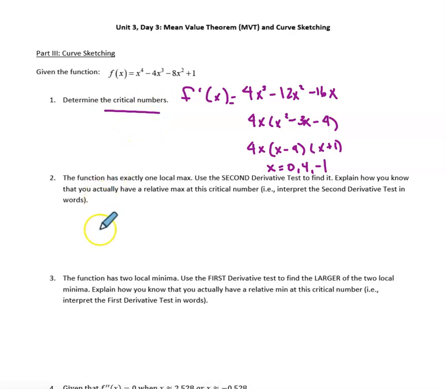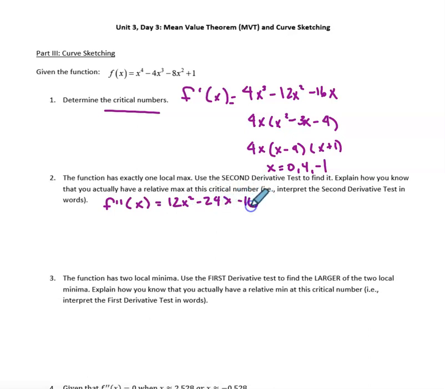So part 2 says the function has exactly one local max, and it wants us to use the second derivative test to find it. Explain how you know that you actually have a relative max at this critical number. So that means basically to interpret the second derivative test in words. So to do the second derivative test, we need to take the second derivative. So I'm going to take the first derivative that I had in part 1 and differentiate it, again with the power rule. And I will get 12x squared minus 24x minus 16.